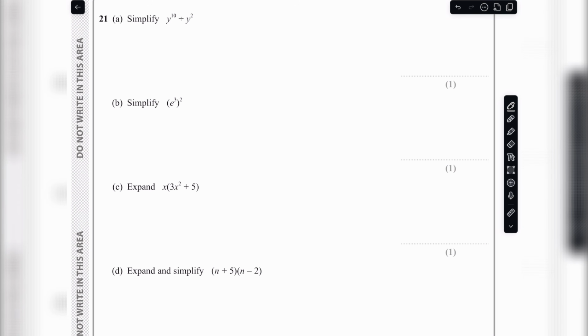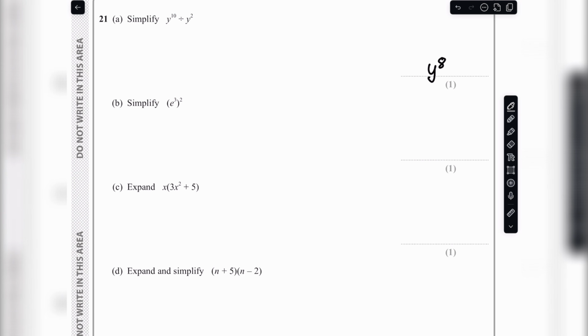In the first part of question 21, we are told to simplify y to the power of 10 divided by y squared. So using the law of indices, when you divide two indices with the same base, you subtract their powers. So 10 minus 2 is 8. So the final answer is y to the power of 8.